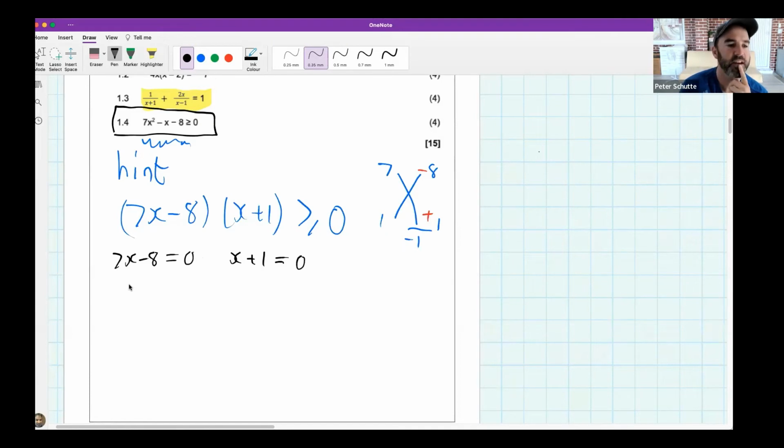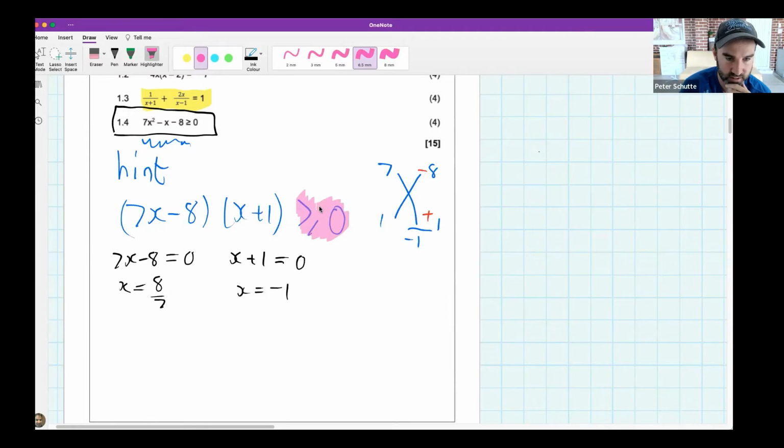I promise. So I want to suggest that the one zero value is going to be 8/7. And I want to suggest that the other zero value is going to be -1. Now, I'll explain what that means in a moment. I do want all of us to observe this is not an equation. This is an inequality. And I'm looking for the values of x that make this statement greater than or equal to 0. But we need to follow a method for this. So I'm finding my zero values.